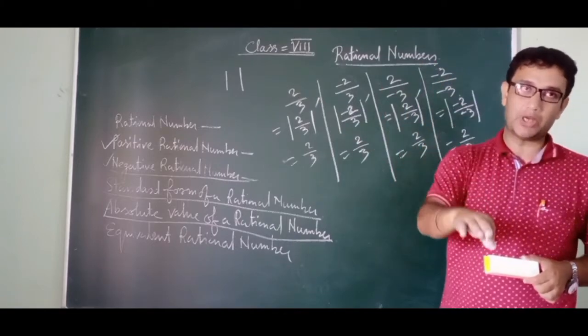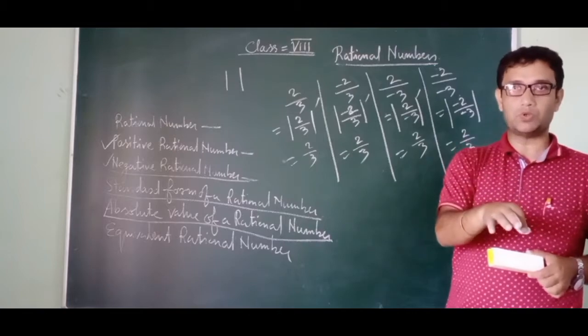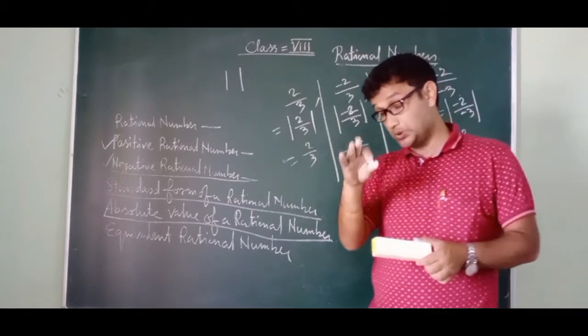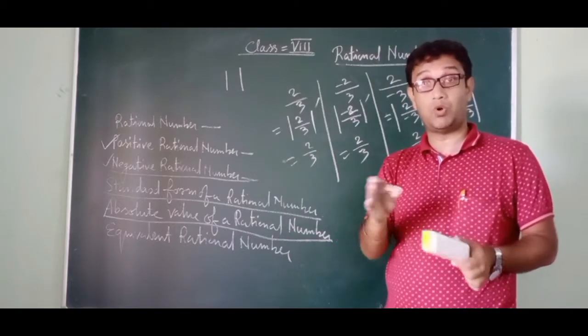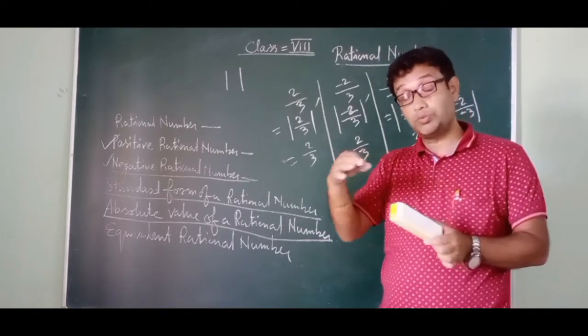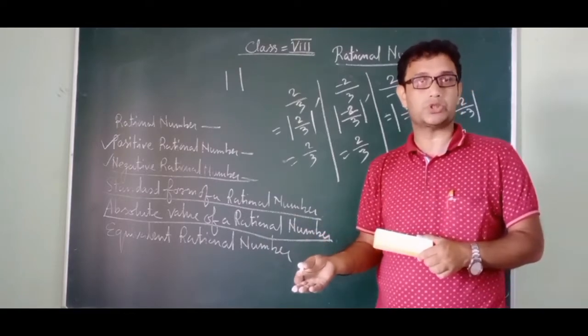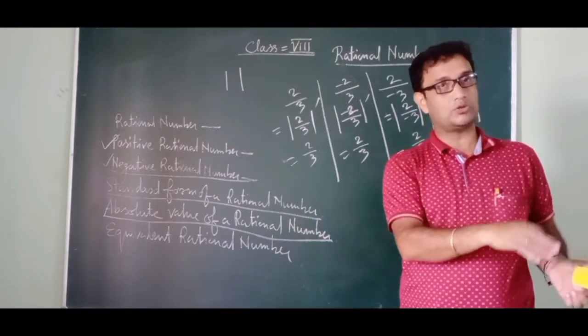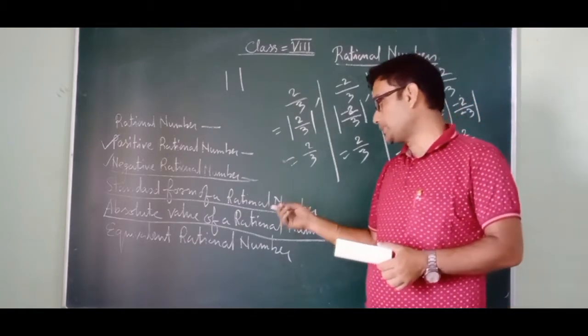Whether it is a negative rational number or a negative integer, whatever it may be, inside the absolute sign the rational number is either positive or negative, no matter. When you remove the absolute symbol, your result will always become positive. If it is negative, it will become positive. If it is positive, it will also remain positive.